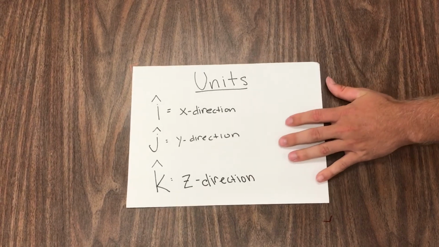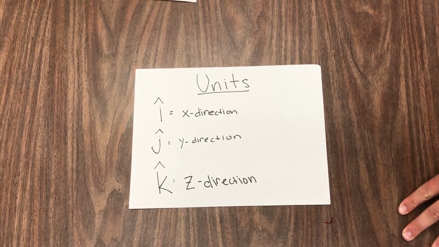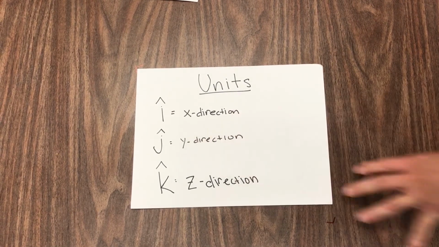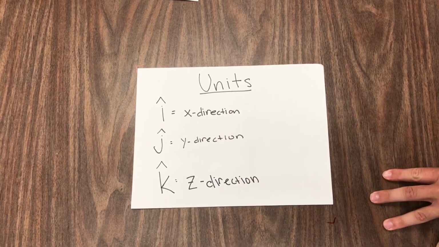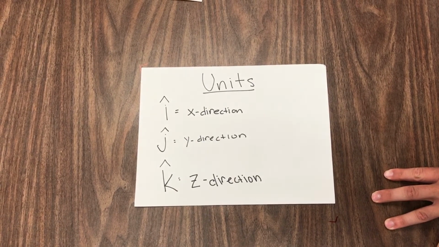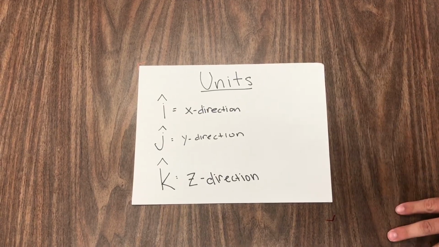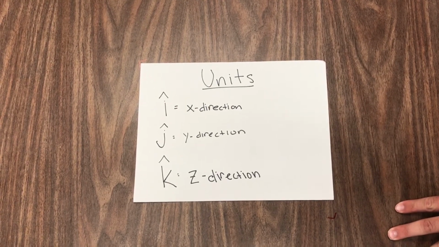We also need to go over the units when doing polar coordinates. So we have the i hat first, which is the x direction and is horizontal. Then we have the j hat, which is the y direction and is vertical. And then lastly we have the k hat, which is the z direction when we're doing 3D shapes. The key thing to remember when working with these units is that they're only used to determine direction.